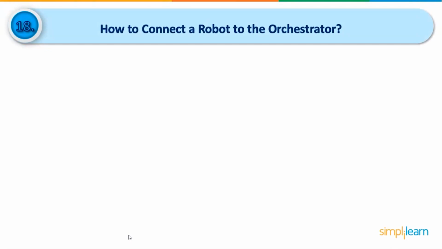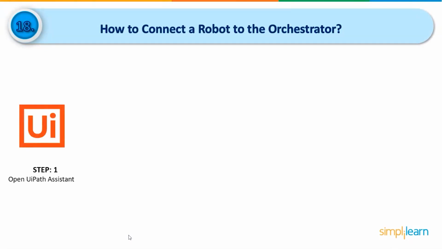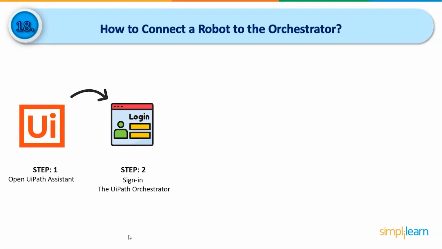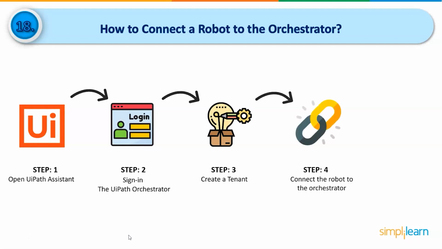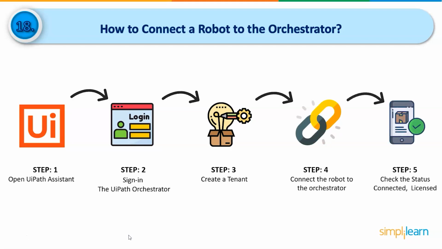How to connect a robot to the orchestrator? Step 1. Open UiPath Assistant. Step 2. Sign in to the UiPath Orchestrator. Step 3. Create a tenant. Step 4. Connect the robot to the orchestrator. And Step 5. Check the status. It shows connected and licensed. So let's see a demo of how to do this.